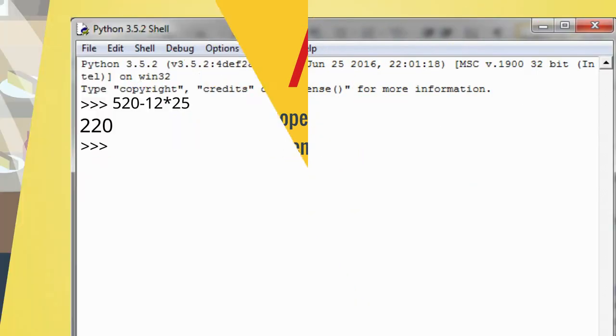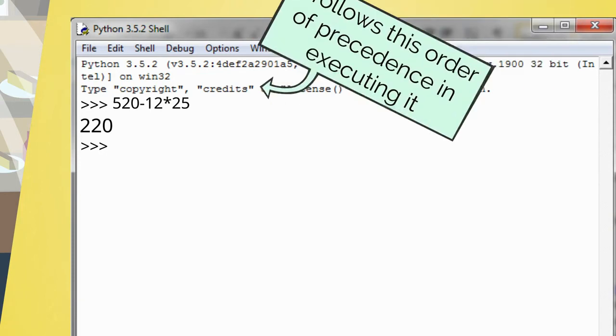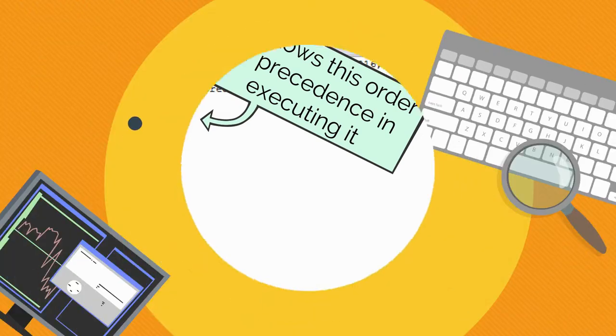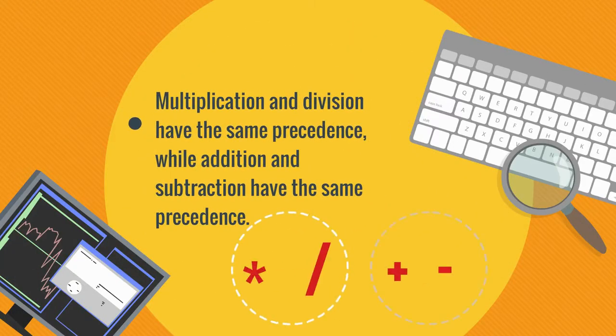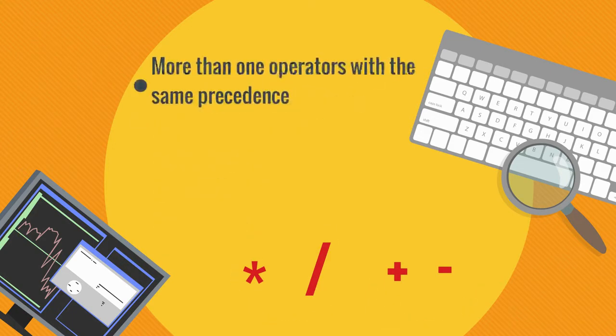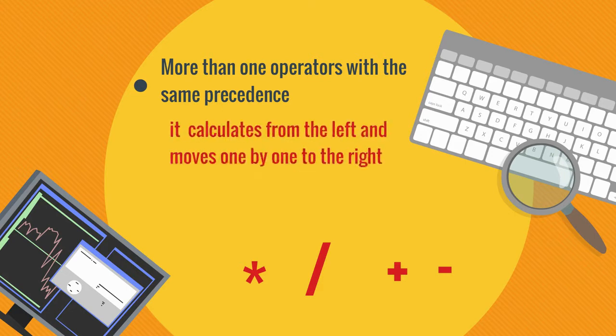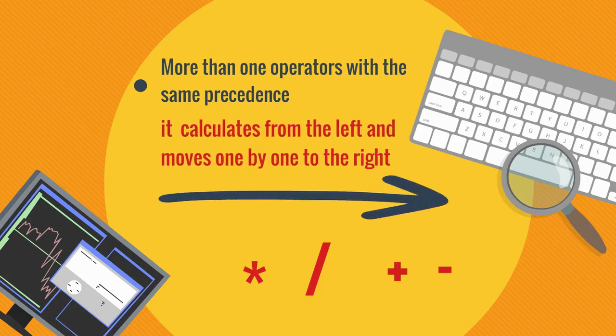So, if it sees a calculation with more than one type of operation, it follows this order of precedence in executing it. Also, multiplication and division have the same precedence, while addition and subtraction have the same precedence. So, in cases where Python sees more than one operator with the same precedence, it calculates from the left and moves one by one to the right.